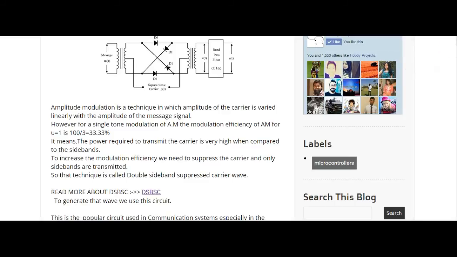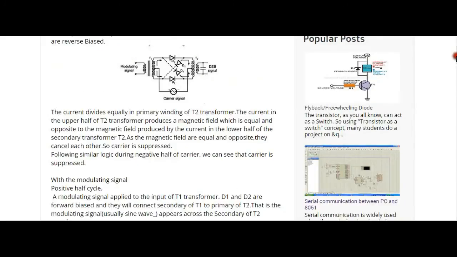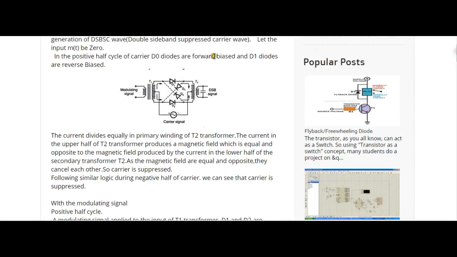So let's see, if the message signal is 0, there is no message signal, we have just applied the carrier wave, then what happens? I have explained that here. So let the input m(t) be 0. Let the message signal be 0. Then there is just a carrier signal in the ring modulator circuit.